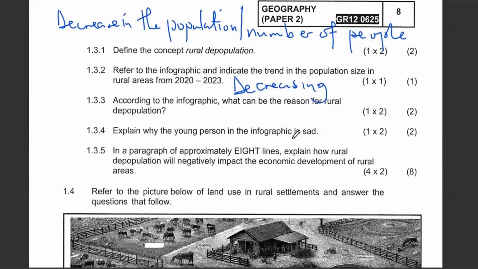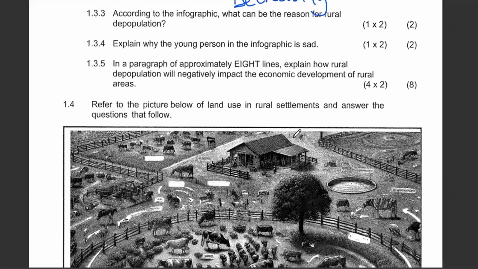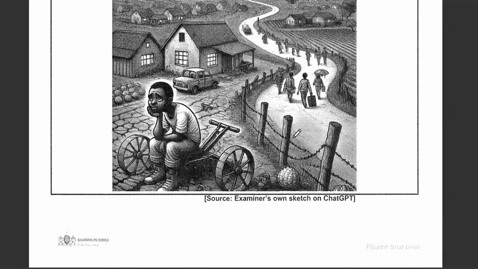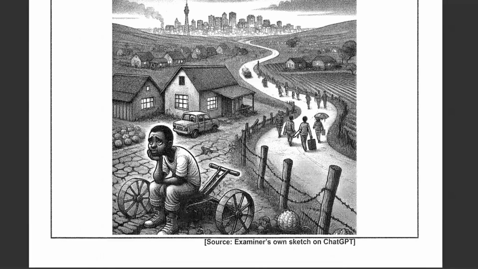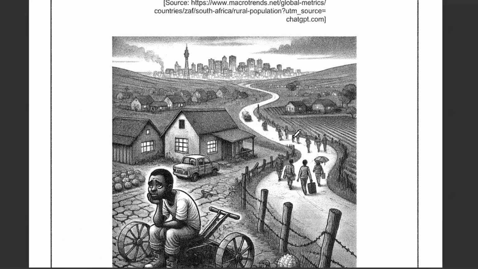According to the infographic, what can be the reason for rural depopulation? Why are people leaving rural areas? Why is the number of people in rural areas declining? According to the infographic, what could be? If you try to analyze the infographic, we want to try and identify if there's a possible reason that could be a cause for rural depopulation.